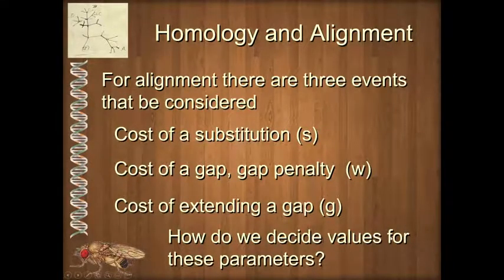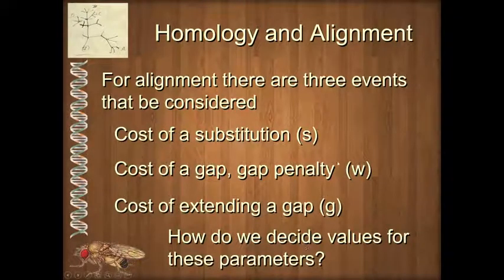So how do I decide values for these parameters? Is a substitution worth or cost twice as much as a gap? Or is a gap twice as much as a substitution? How much more when I extend that gap, making it two missing or gained nucleotides rather than one, and so on. And the short answer is there is no a priori way to figure out a value for these parameters.